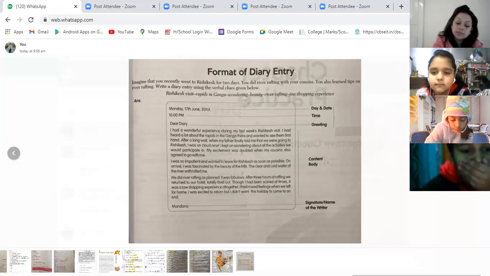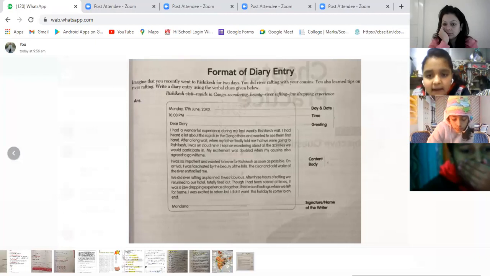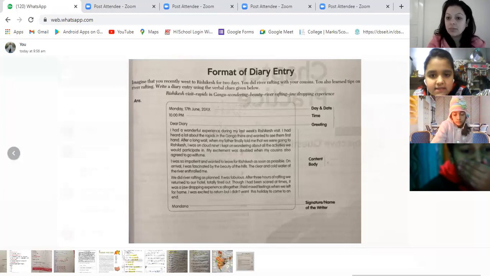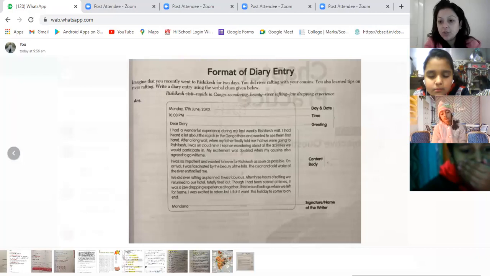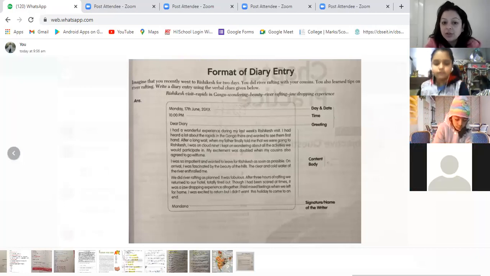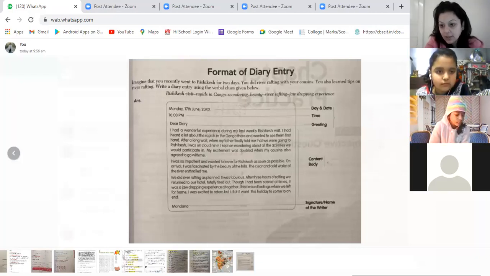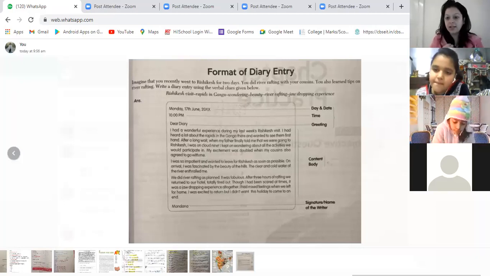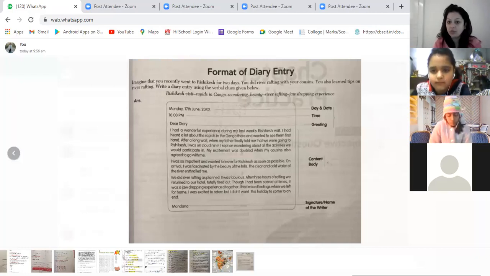Ma'am, it's written a day and date, so we have to write in this week. Beta, whenever you write a diary entry, you will write the day and date when you are writing it. Suppose I'm writing my diary today. I want to write about something that happened. It was my birthday the day before yesterday, and I want to write down what I did. So today I'm writing.